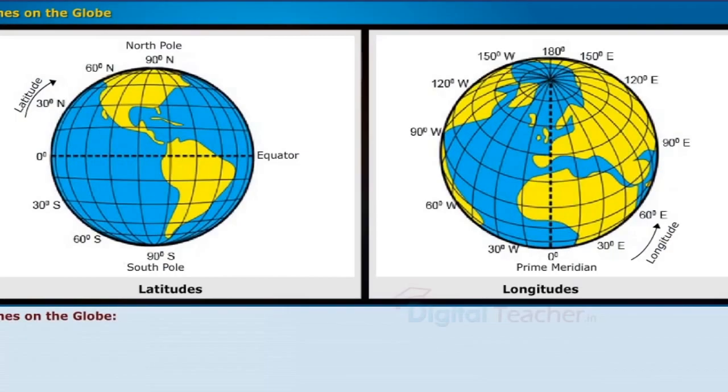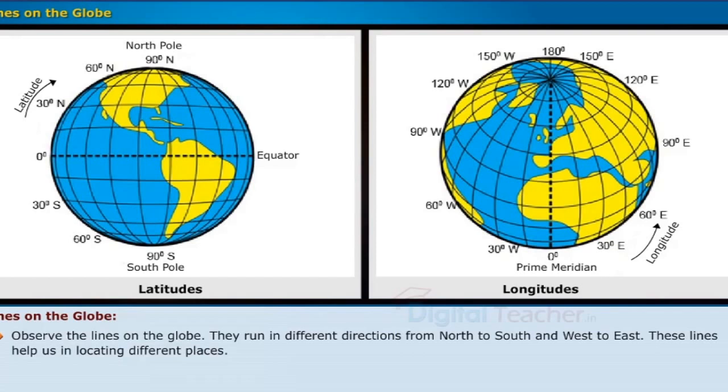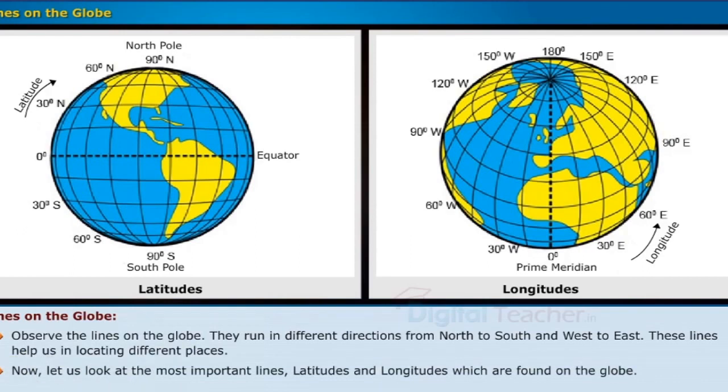Now let us see the next part, lines on the globe. Observe the lines on the globe. They run in different directions from north to south and west to east. These lines help in locating different places. Now, let us look at the most important lines, latitudes and longitudes, which are found on the globe.